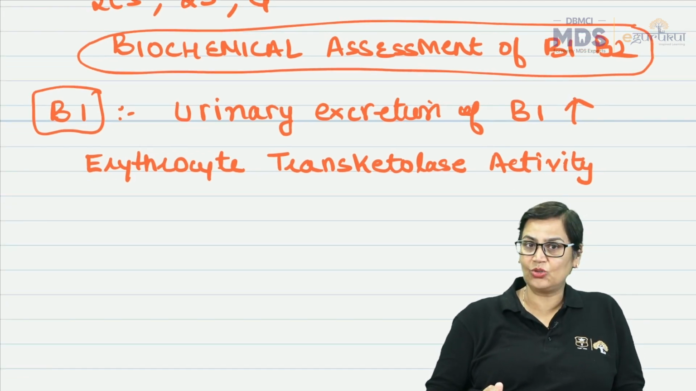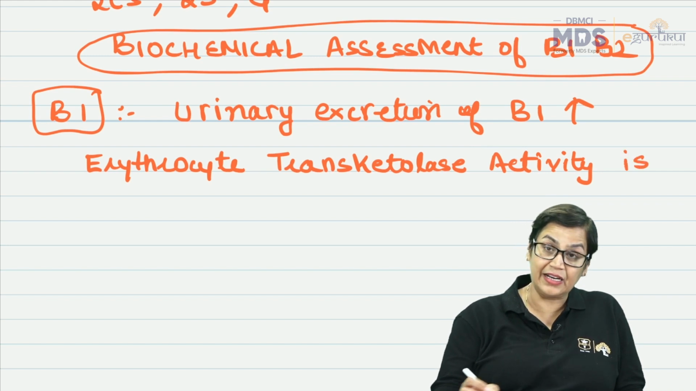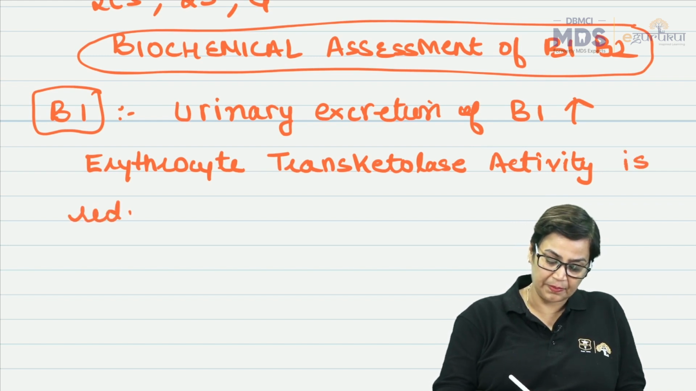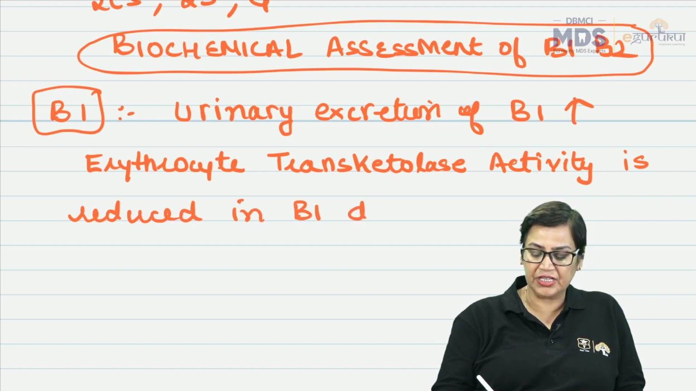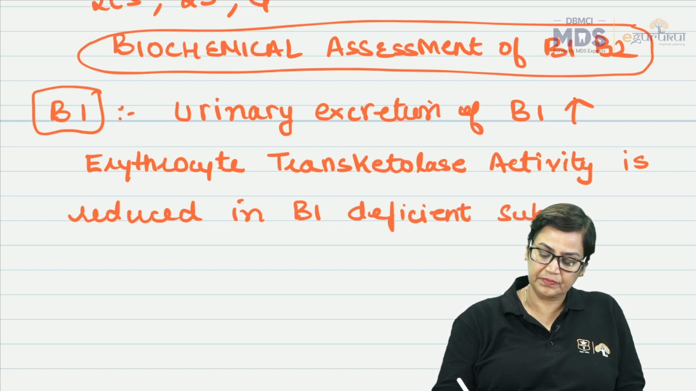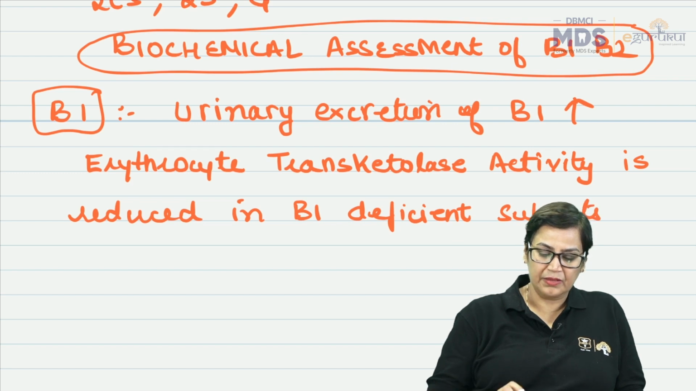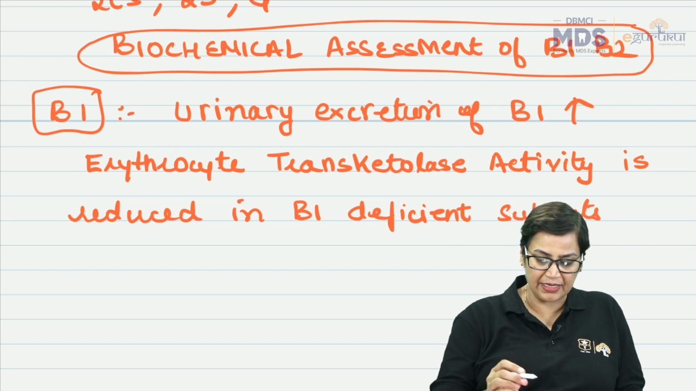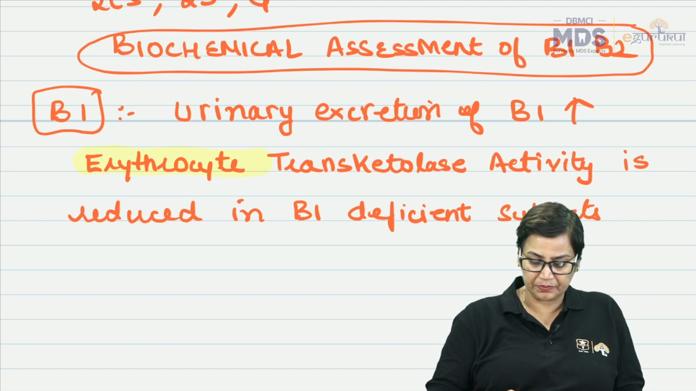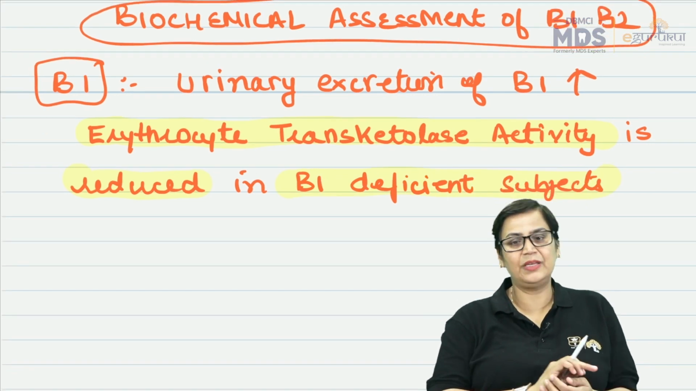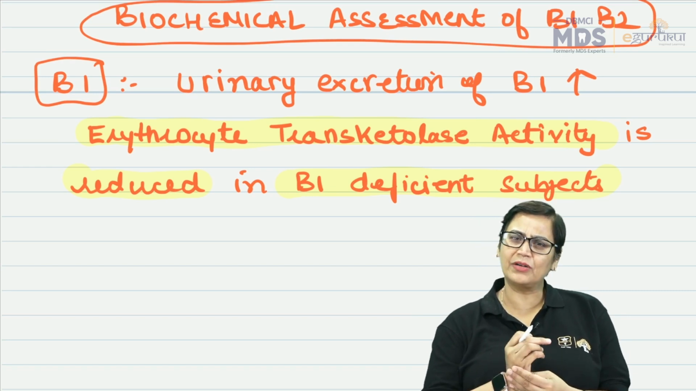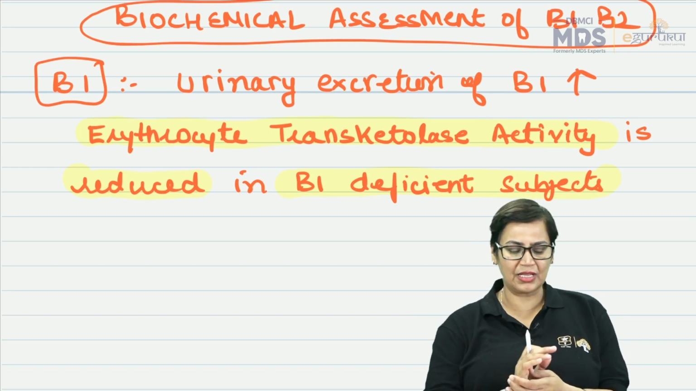Erythrocyte transketolase activity is reduced in B1 deficient subjects. Very, very important. I'll just highlight it also. It is reduced in B1 deficient subjects. This question has been asked in the exam. B1 is such an important vitamin. So many questions have been asked on this B1.